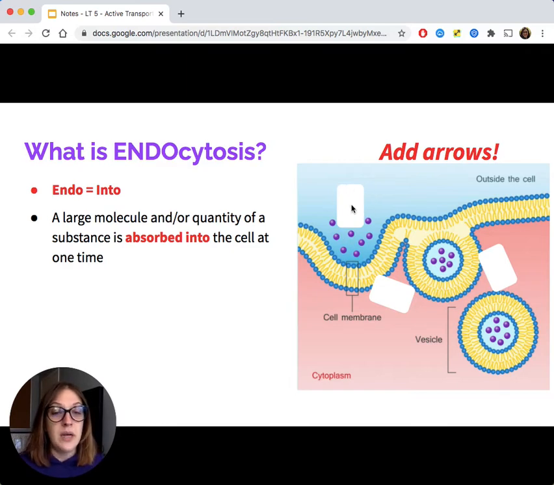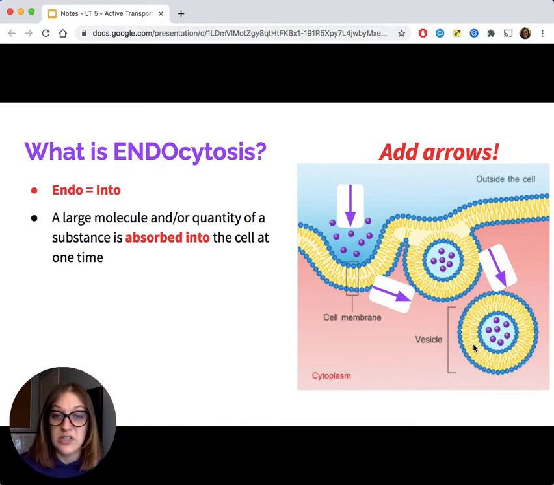So in your picture here, I want you to add arrows. Here we can see that the direction that these molecules are going is from outside of the cell to the inside cytoplasm. And what's really amazing about this cell membrane that we've learned about, and how it's flexible and fluid, is that it can basically just pinch inward and create new membranes. So here now we have a formed vesicle.